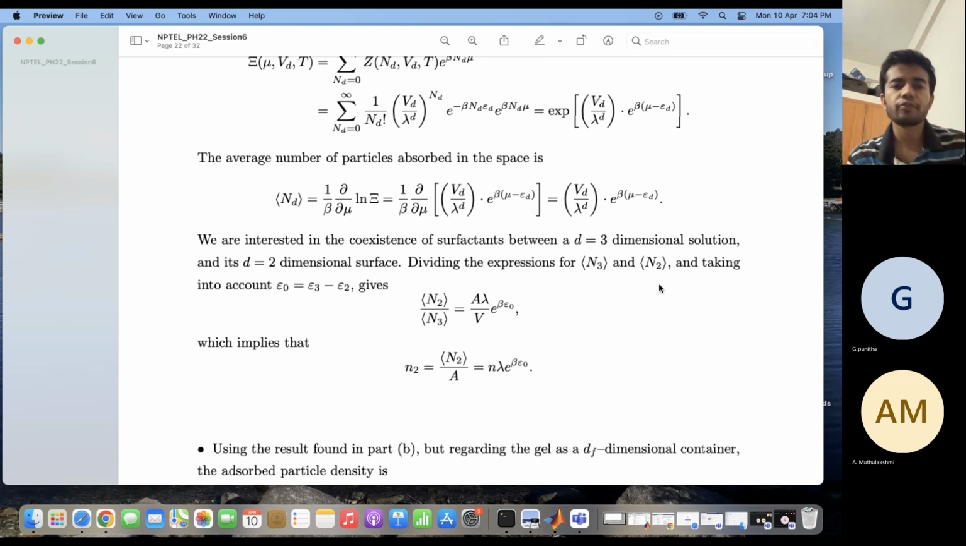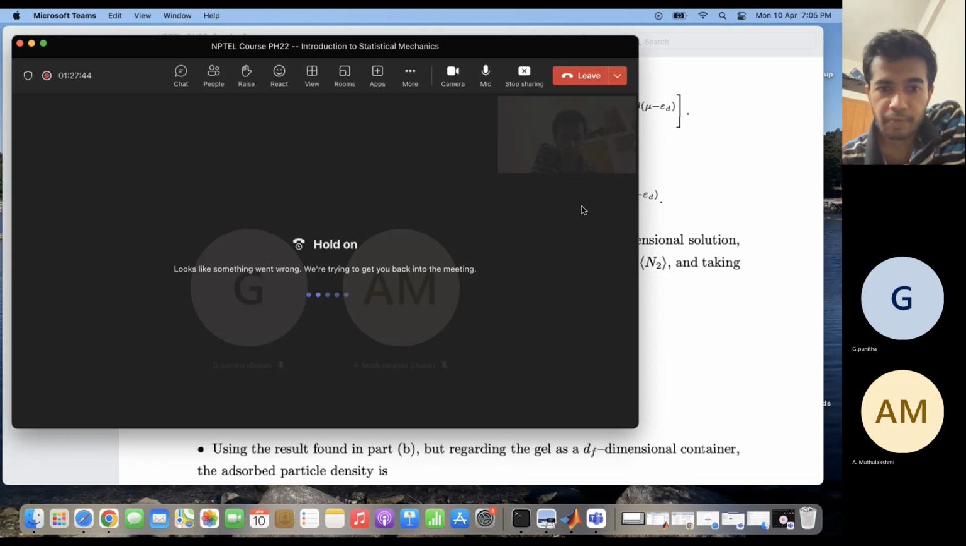So basically we have to substitute d equal to 2 and d equal to 3 to find the concentration within the volume and concentration on the bulk and look at them separately. And we have to take into account, if I put d equal to 3 here, then the average number of particles in the bulk of the fluid is given by V to the power d by lambda d, e to the power of beta mu minus epsilon 3. Okay, this is V3 and this is lambda to the power of 3.